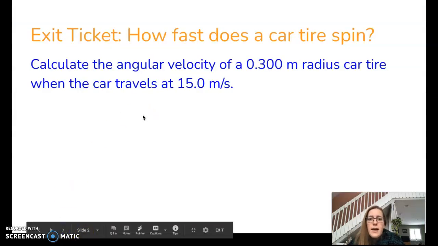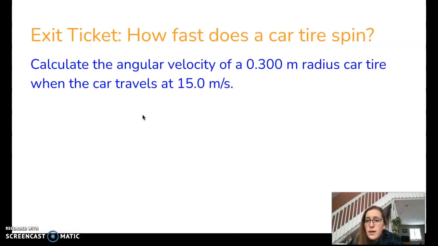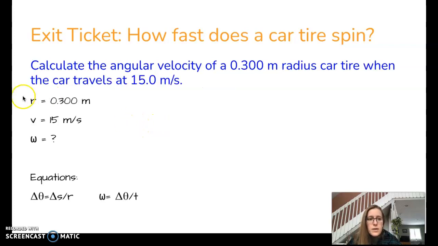So on Wednesday, I asked you, how fast does a car tire spin? And the question gave you a radius and a linear velocity. So I can write down the knowns. My radius is 0.3 meters. The velocity is 15 meters per second. They're asking for angular velocity.